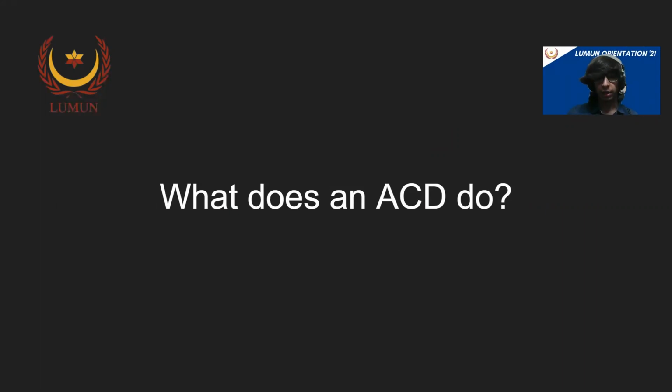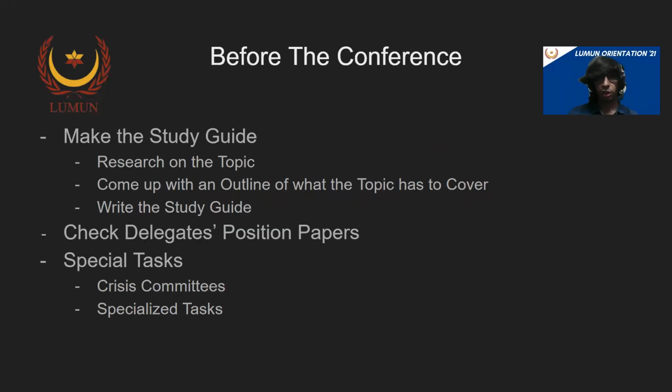An ACD, or an assistant committee director, has a few responsibilities before the conference, during the conference, and after the conference too. An ACD first and foremost makes the study guide before the conference. This is going to be the majority of the work that you do before the conference in the months following up to the conference. A study guide is a document given to the delegates which highlights the important points and what the committee is going to discuss. It's basically an introduction to the committee for the delegates. It's a starting point for the research and tells them what the committee will discuss in the coming days.